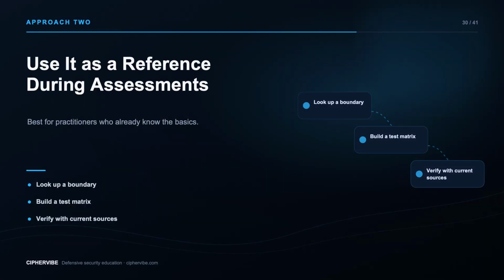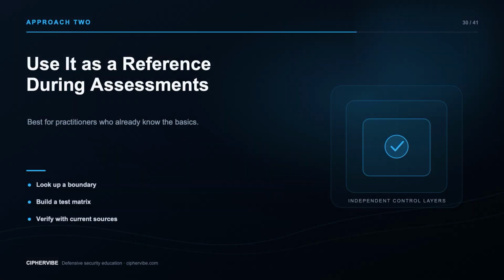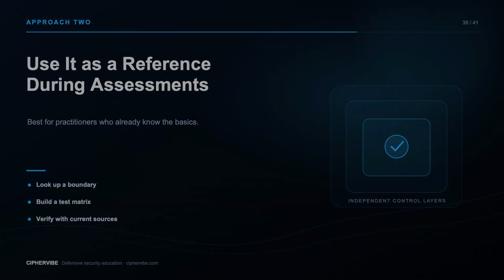Use it as a reference when planning an authorized review. Pick the relevant trust boundary, extract the questions and failure patterns, turn them into a test matrix, and verify technology-specific details against current documentation. This approach is faster but assumes you can supply modern context.